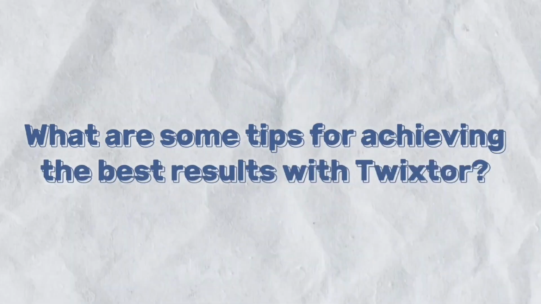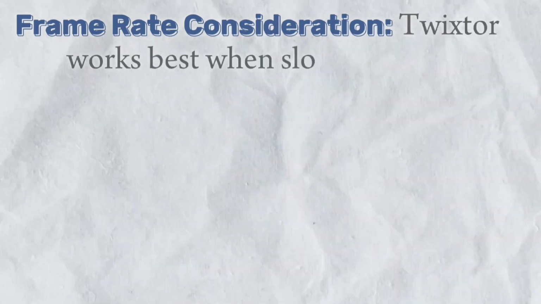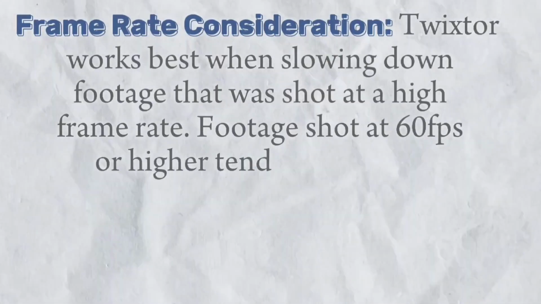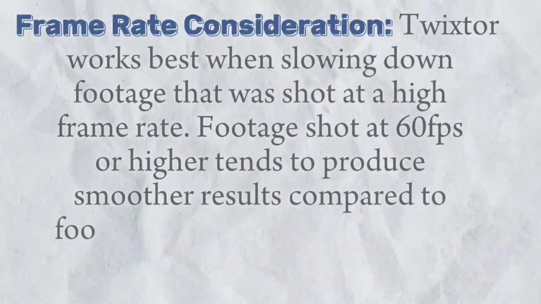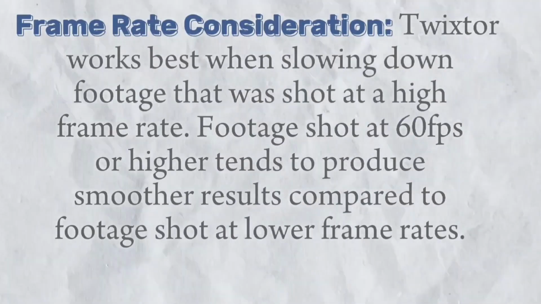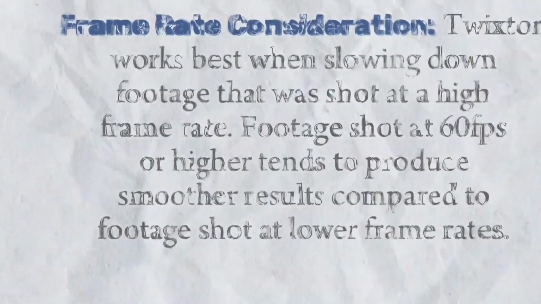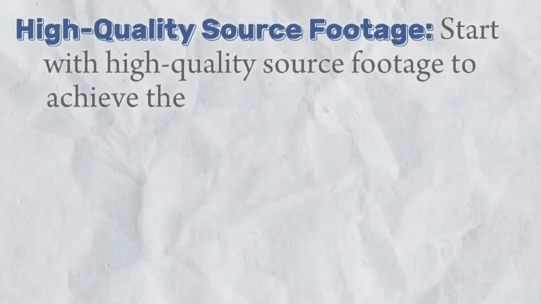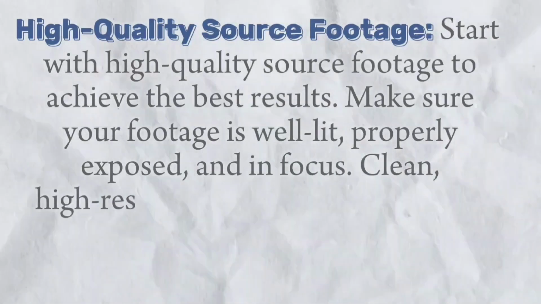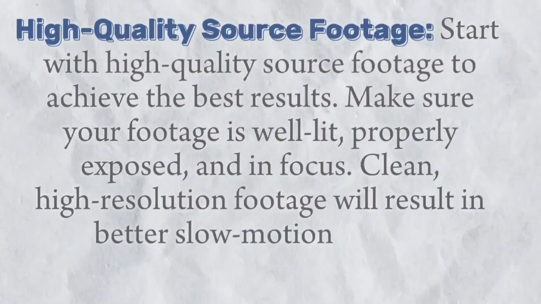What are some tips for achieving the best result with Twixtor? Frame rate consideration. Twixtor works best when slowing down footage that was shot at a high frame rate. Footage shot at 60 fps or higher tends to produce smoother results compared to footage shot at lower frame rates. High quality source footage. Start with high quality source footage to achieve the best results. Make sure your footage is well lit, properly exposed, and in focus. Clean high resolution footage will result in better slow motion effects.